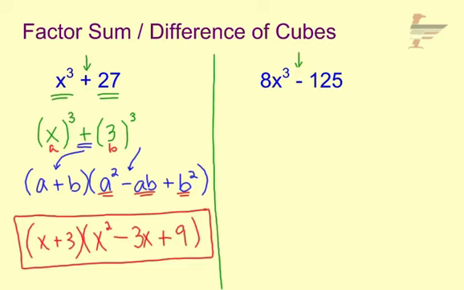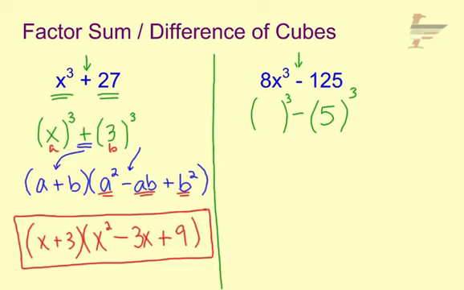Let me draw a line to separate here. So again, we're looking for what did we cube to get these two terms. The 125 is a little bit easier. What did we cube to get a 125? Well, that's going to give us 5, because 5 times 5 is 25, times another 5 is 125.